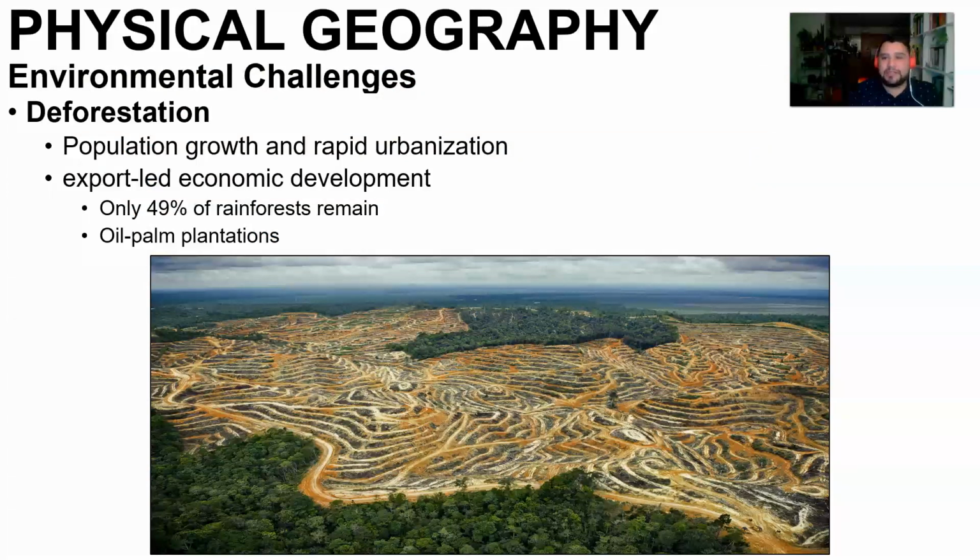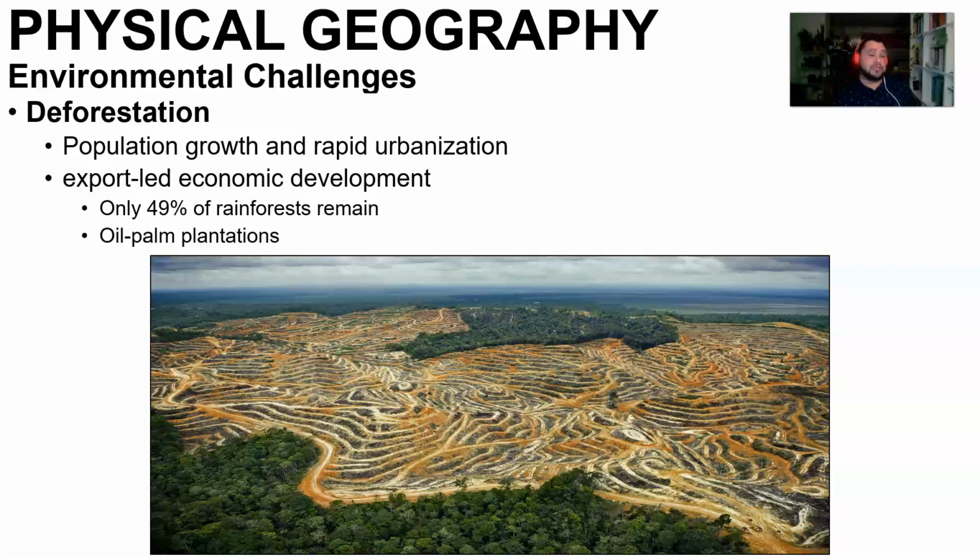There are several challenges that the region is facing. One of the most important is deforestation. This is a region where we have seen rapid population growth and rapid industrialization. And so this has led to an export-led economic development project where the natural resources are sold to developing countries in Europe and the Americas, but also China. China has become one of the largest markets, if not the largest market, for exports in Southeast Asia.